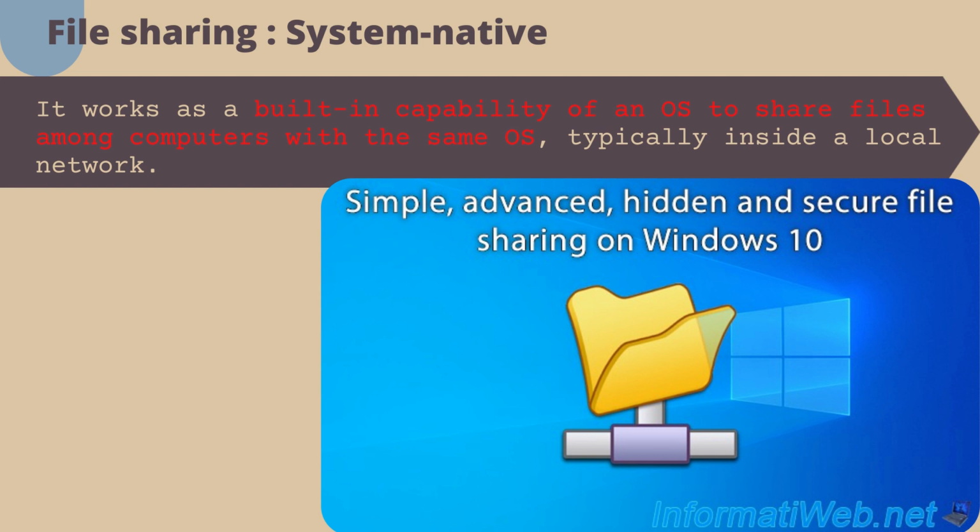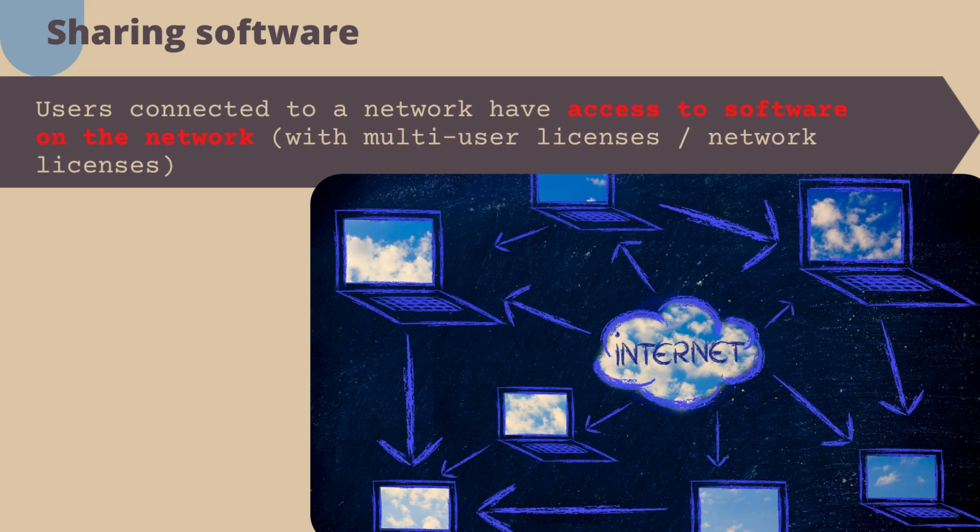Now let's go to the fourth advantage of the network. Sharing software. Users connected to a network have access to software on the network. But of course, you need to register for software licenses or network licenses, or even multi-user licenses. Software licenses for network usage cost less than many standalone licenses.